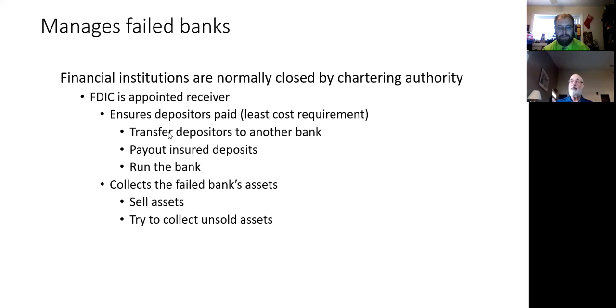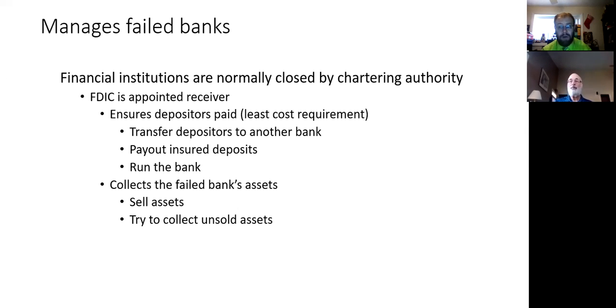Okay. But if transferring the deposits to another bank is more expensive than just paying the insured deposits, then they're required to pay the insured deposits. Gotcha. Okay. It's least costly. Gotcha. In the same way, once they are receiver, they're responsible for trying to collect the assets of the failed bank. Okay. And most of the time, they try to sell those assets to the acquiring bank. Okay. But sometimes there's assets they can't sell.